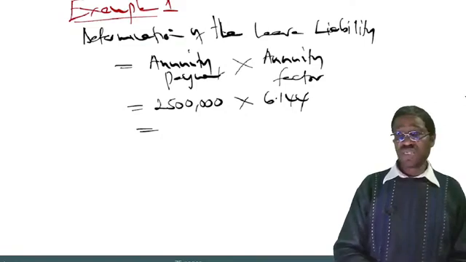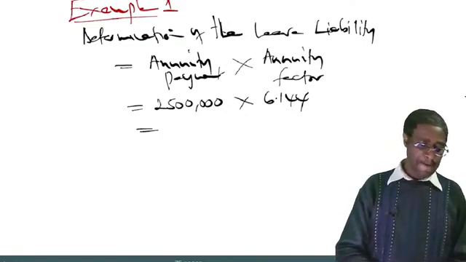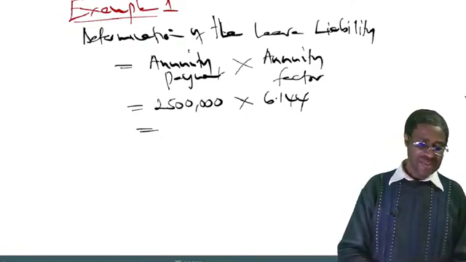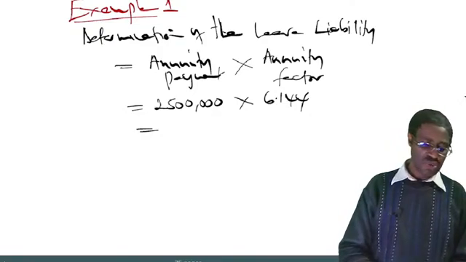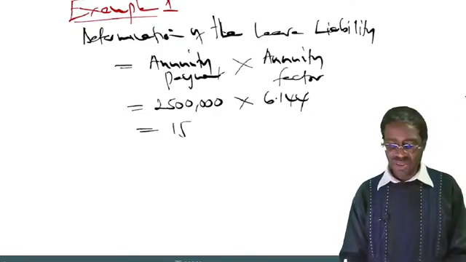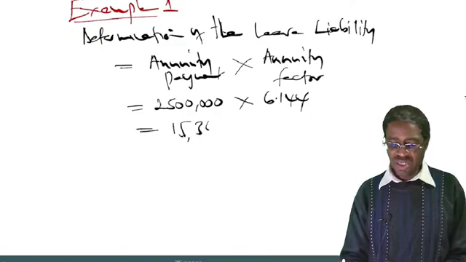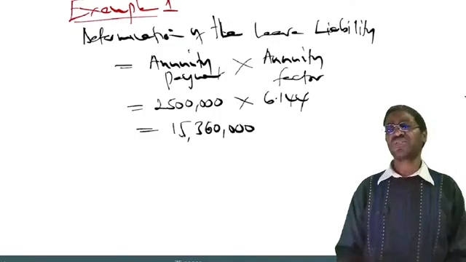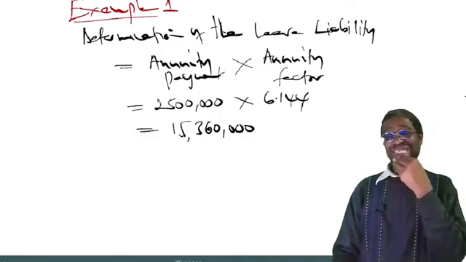So we come and say 2.5 times 6.144. That looks like 15,360,000. Good. 15,360,000.